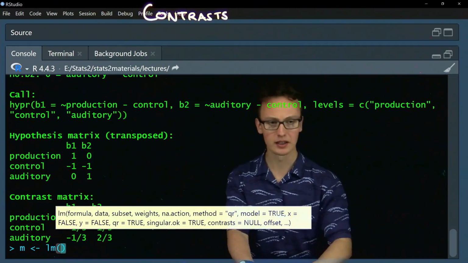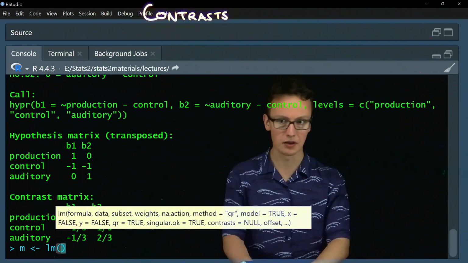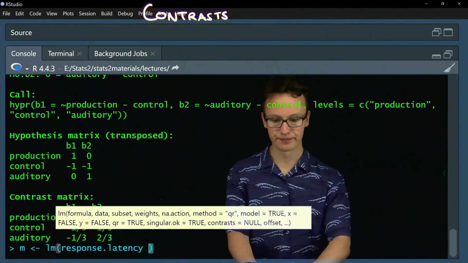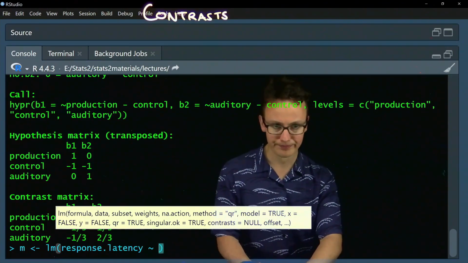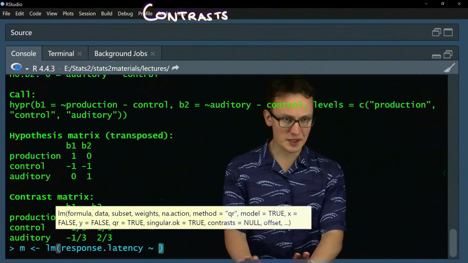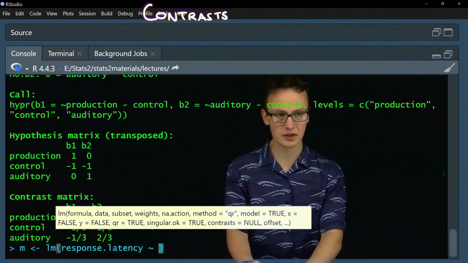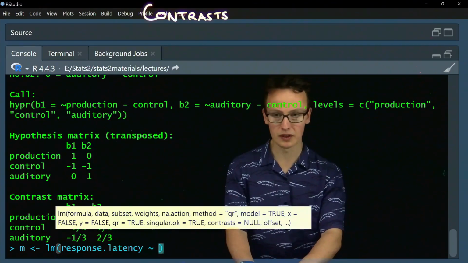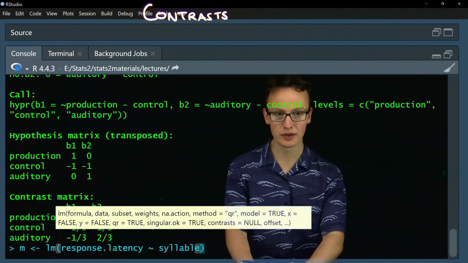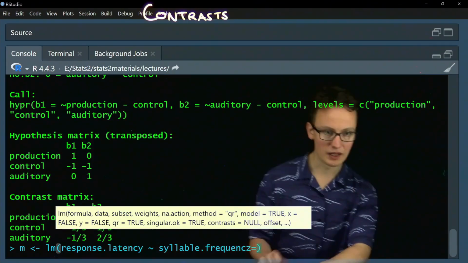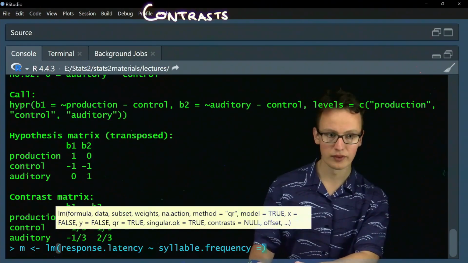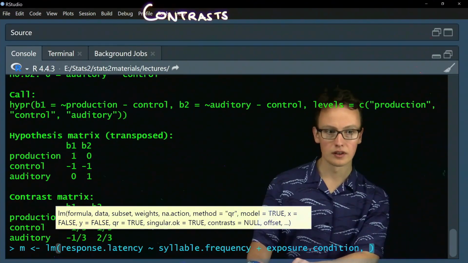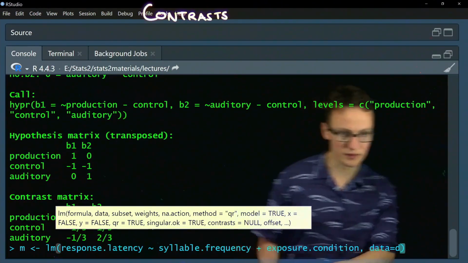There's no hierarchical data here, so we are fine with just using simple linear regression. The outcome variable is the response latency in milliseconds. And to keep it simple for this video lecture, we're just going to see the example where we fit two main effects: the main effect of syllable frequency and the main effect of exposure condition, using our data frame, which is saved in the variable d.